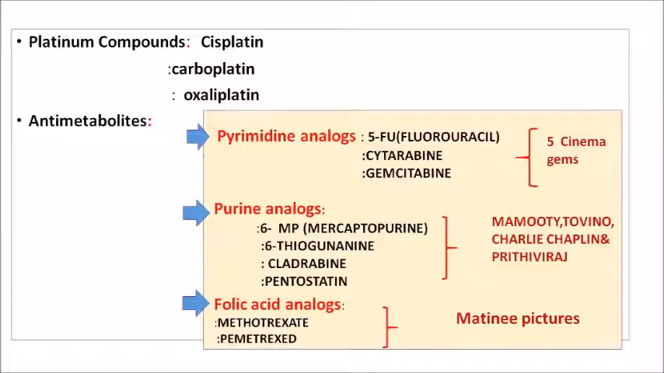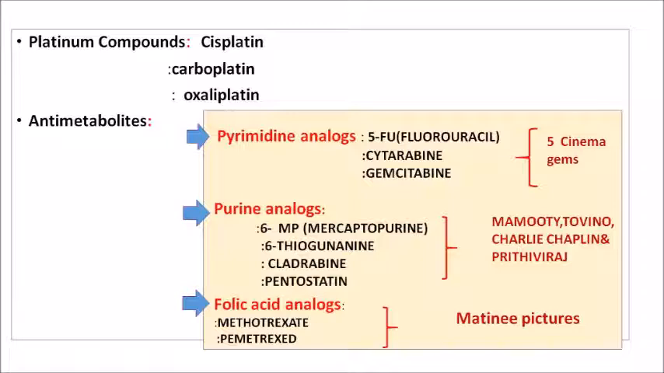Then we have anti-metabolites. When coming to anti-metabolites, we have pyrimidine analogues, purine analogues, and folic acid analogues. These drugs are the analogues of purines, pyrimidines, and folic acid, and they inhibit them, thus inhibiting the metabolism. This full class of anti-metabolites is concerned with cinema. Pyrimidine analogues you should remember by the term 5-cinema gems. 5 stands for 5-fluorouracil, C is for cytarabine, and gem is for gemcitabine.